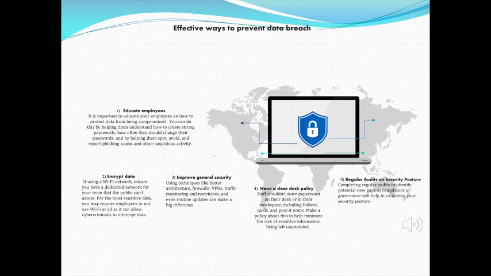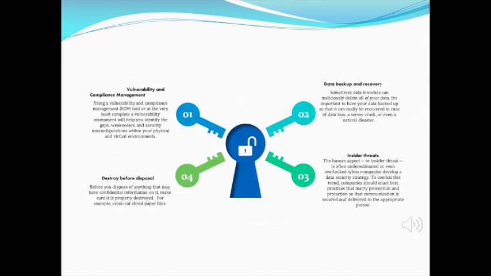And therefore, completing regular audits to identify potential new gaps in compliance or governance will help in validating your security posture. Next, the strategy is vulnerability and compliance management. Using a vulnerability and compliance management tool, or at the very least, completing a vulnerability assessment, will help you identify the gaps, weaknesses, and security misconfigurations within your physical and virtual environments.